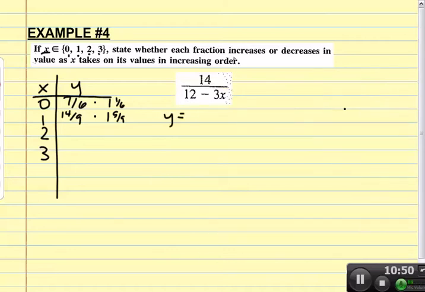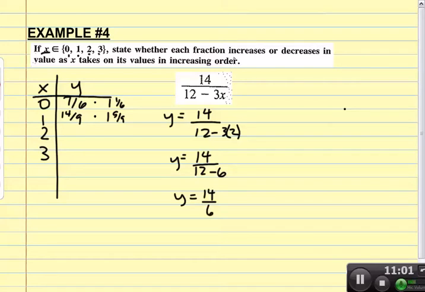Next one, y is equal to 14 over 12 minus 3 times 2. Y is equal to 14 over 12 minus 6. Y is equal to 14 over 6. Well, now that's 2 1/3, okay? Which is 7/3. This thing's getting bigger all the time. Now this is 2 1/3. Okay, and let's look at the last one here.